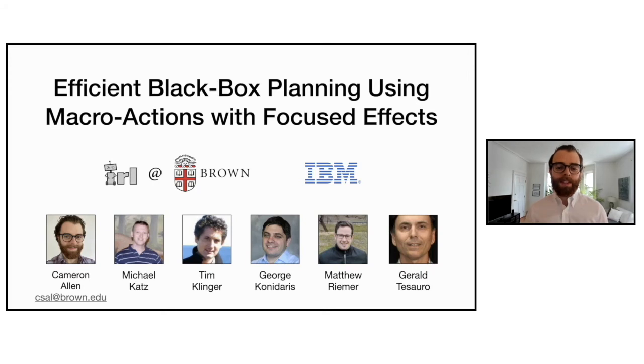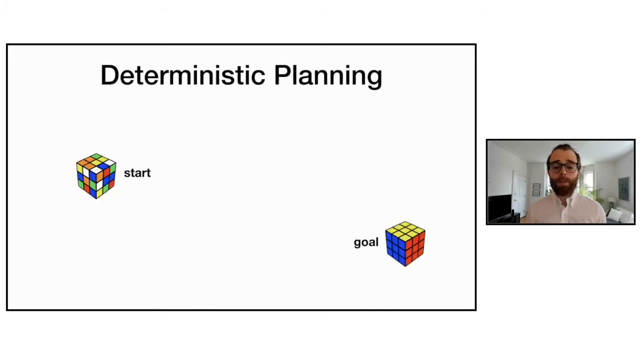Hi. This talk is about making black box planning more efficient through the use of macro actions with focused effects. I'll be using the Rubik's Cube as an example problem throughout, but the method that I'll describe works for a wide variety of deterministic planning problems.